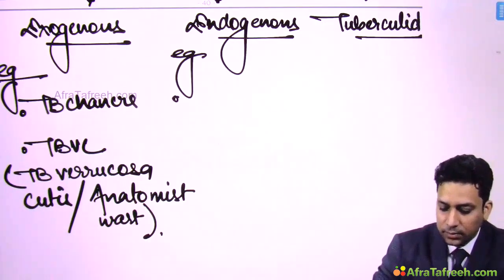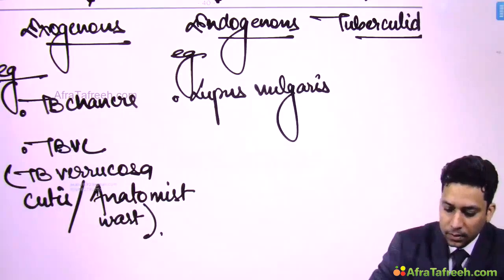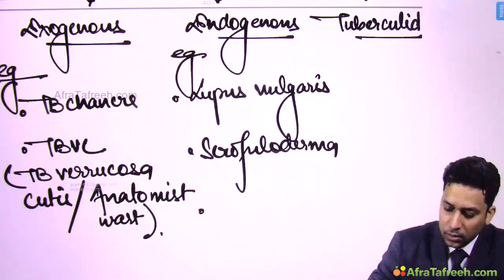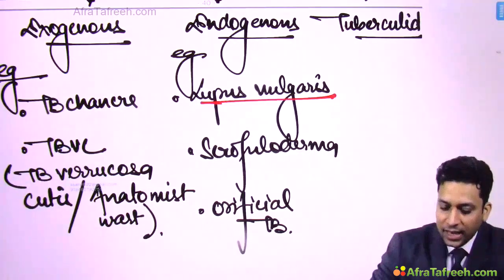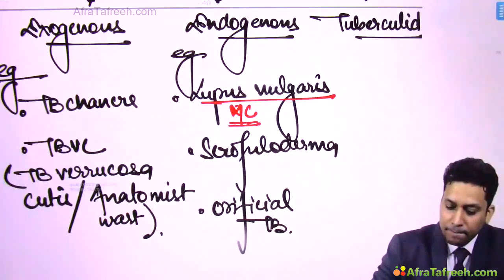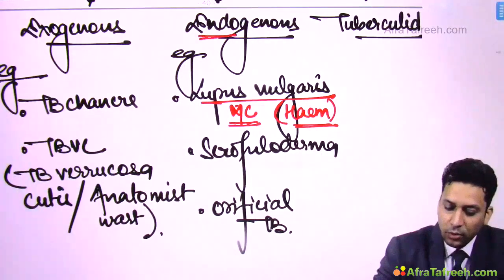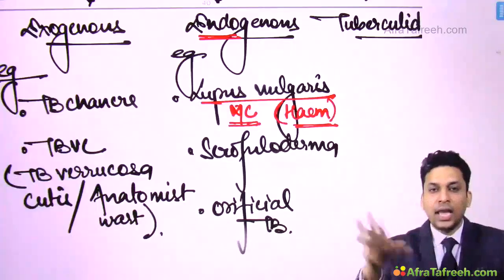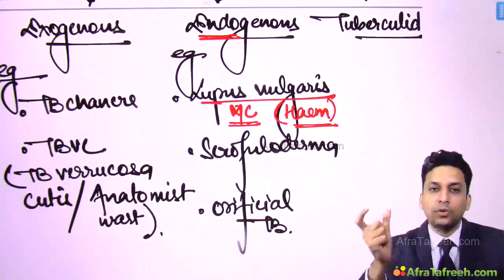Examples of endogenous are lupus vulgaris, scrofuloderma, orificial tuberculosis. Now remember that lupus vulgaris is the most common type of cutaneous tuberculosis, and this generally occurs due to hematogenous spread, and that is the reason why we have included it in endogenous. But sometimes, if there is a sputum of the patient lying on the floor and a child sits over that sputum and develops a lesion of lupus vulgaris, that is exogenous, isn't it? So this is included in both exogenous as well as endogenous.